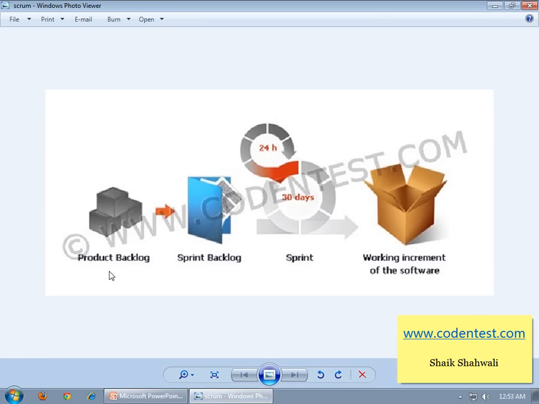The product owner sets priorities, isn't it? We said the product backlog is screens. In our case it's 50 screens, and those 50 screens have priorities. Those priorities are set by the product owner. The product owner is the one who writes what the customer wants to achieve. He sets priorities and adds them to the product backlog. So he is the product owner.